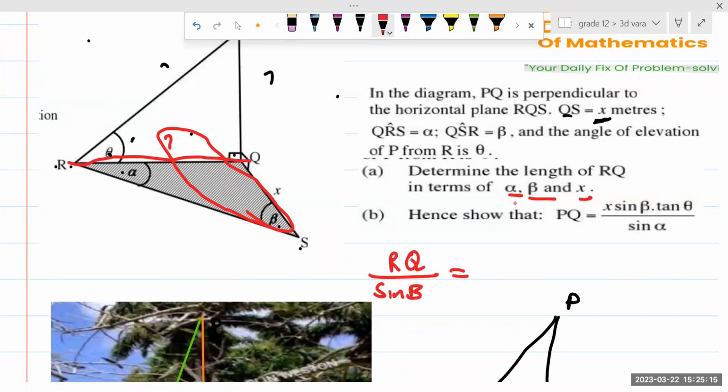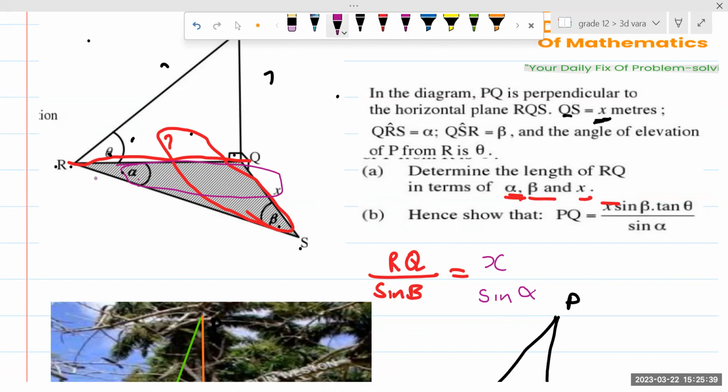Now the other combination that I need is something that is going to have alpha and x. Does that make sense? Yes. So which one is a combination of alpha and x? I'm going to take these two. I start with a sine, so here I'm going to have x all over the sine of alpha.